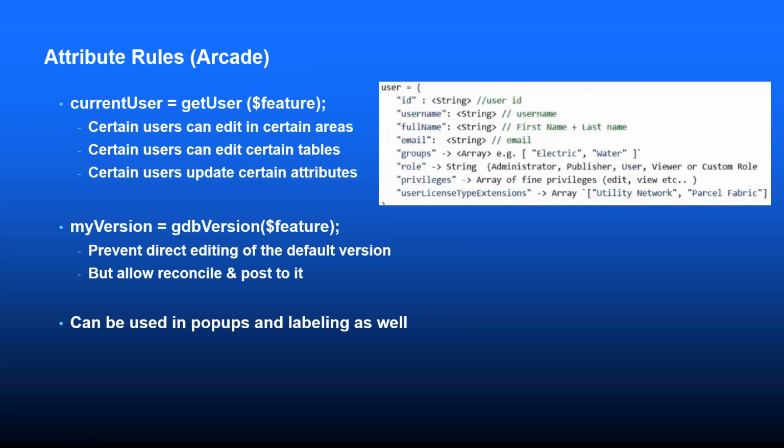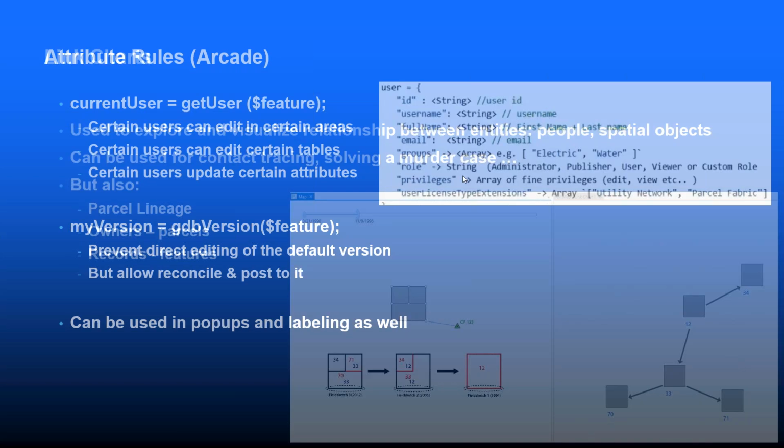Or if your name is Amir, you can do an Arcade script. If your name is Amir, don't let Amir edit. But another one that is interesting is access to the version name. So that allows you, for example, to leave the default version as public so people can reconcile and post to it, but prevent them, constrain them from performing any edit if the version name is called default. And of course, because it's Arcade, you can use any of those in other things like pop-ups and labeling as well, if it makes sense.